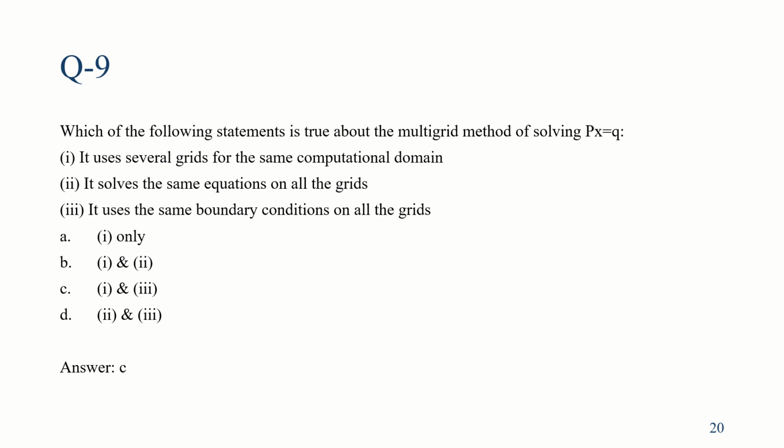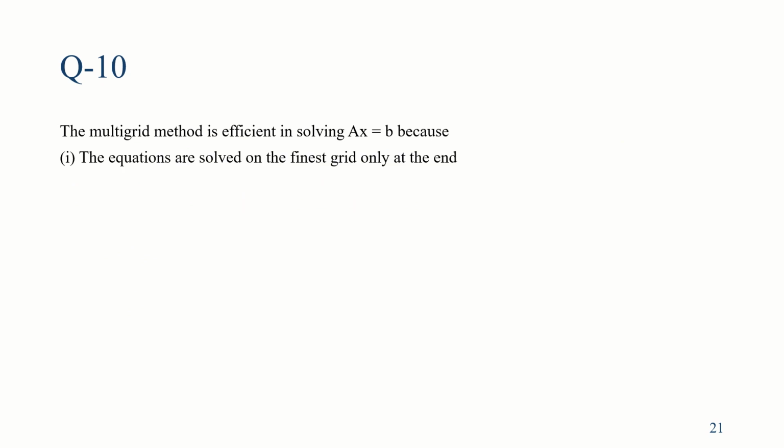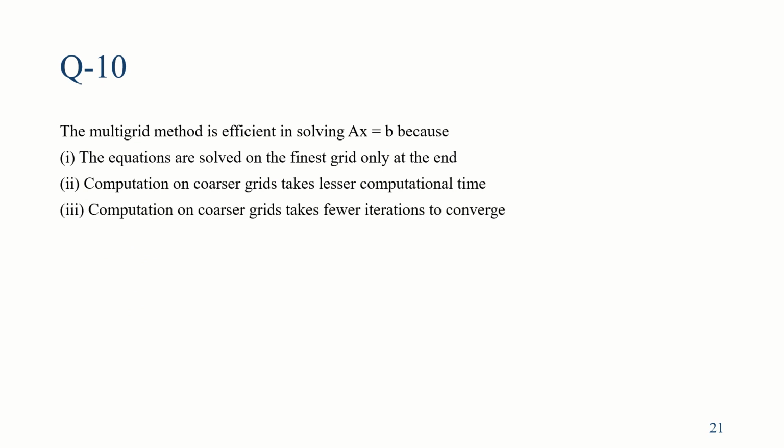Now let us start again. We will see question 10. In question 10, it is asked that the multigrid method is efficient in solving Ax equals b because: one, equations are solved on the finest grid only at the end; two, computation on coarser grids takes lesser computational time; three, computation on coarser grids takes fewer iterations to converge. So again, we have seen this question in yesterday's class. So options are A, 1 and 2. Option B, 2 and 3. Option C, 1 and 3. Option D, 1, 2 and 3.